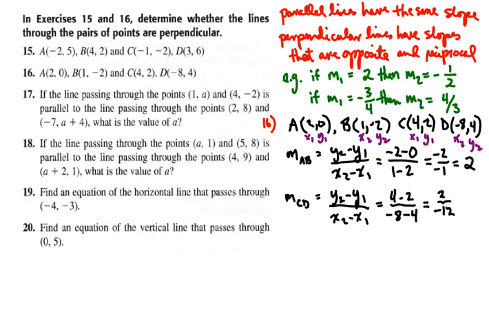Simplifying that, we get 2 over negative 12, and that simplifies to negative 1/6. And because our slopes are not reciprocals of one another, they do have opposite signs, but they must be both opposite and reciprocal, and so these lines are not perpendicular. Let's go on to problem number 18.